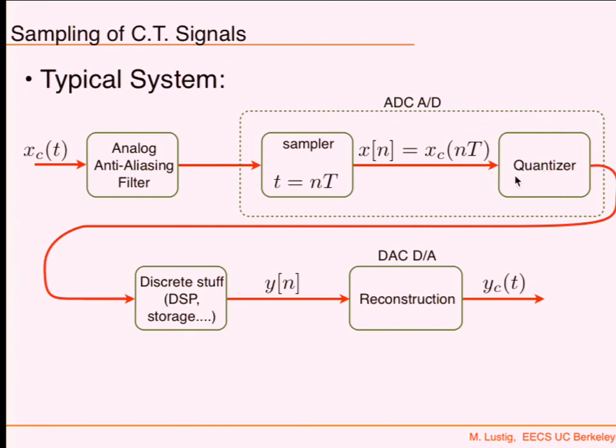Then it will go through some quantization. That's 8 bits, 16 bits, 32 bits, whatever you pick. And now you can do discrete stuff on it. Now this is stored on a computer. Now you can process it, do cool DSP, storage, compression, processing, whatever you want. Then you're going to come out with a signal that comes out of that processing. And then you're going to perform a reconstruction, which is the digital to analog conversion, or D to A, in which you will get back y sub c of t. Okay, this is a whole system.